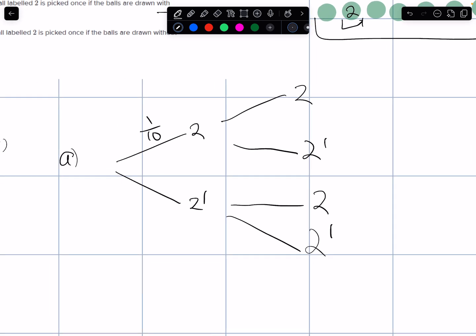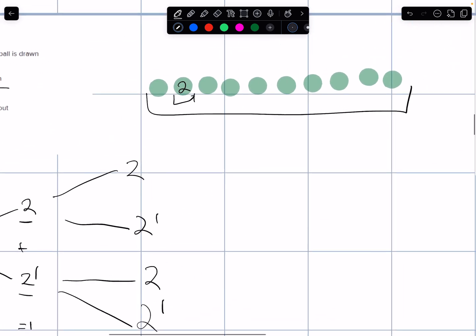So we know two things. The probability of me picking 2 is 1 out of 10. Then the probability of me picking 2 plus this must equal 1. And so the only thing we can deduce, either intuitively or you can prove it, is that the probability of not picking a 2 is 9 out of 10.